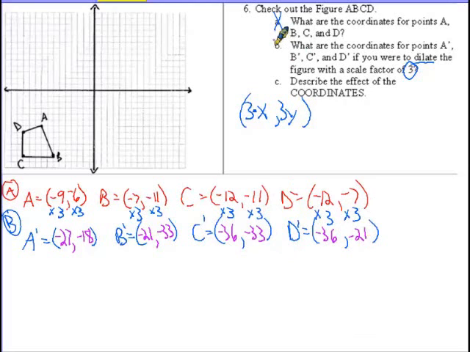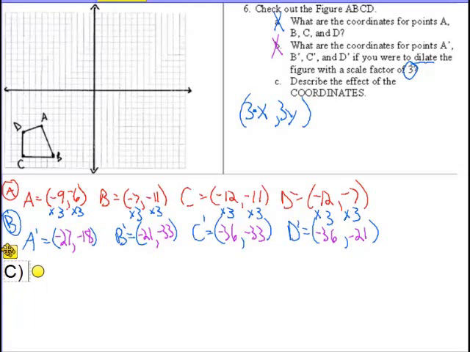Alright, so there we go. I've answered B. Those are my coordinates. That's as easy as it gets. Whatever your scale factor is, that's what you're going to multiply both the x value by and the y value. You have to do it to both. Alright, so describe the effect on the coordinates. There are several different ways that you could explain this, and I would accept a wide array of answers.